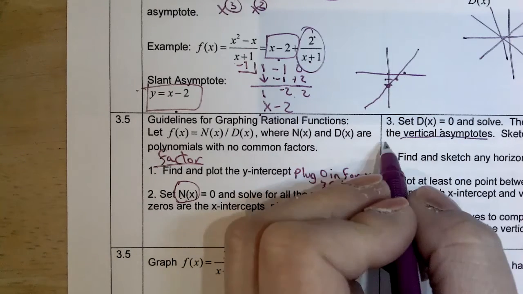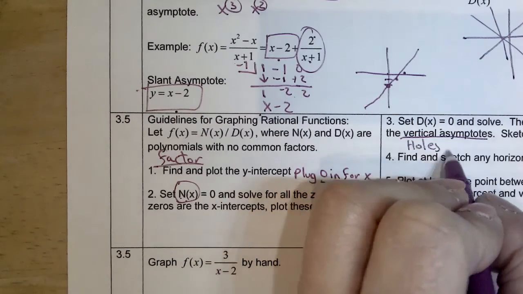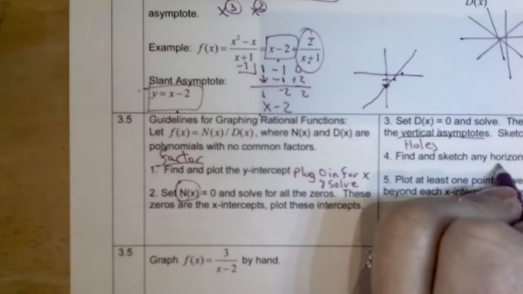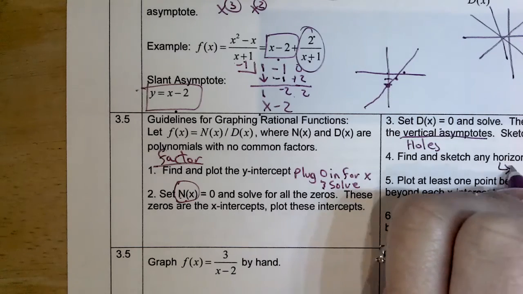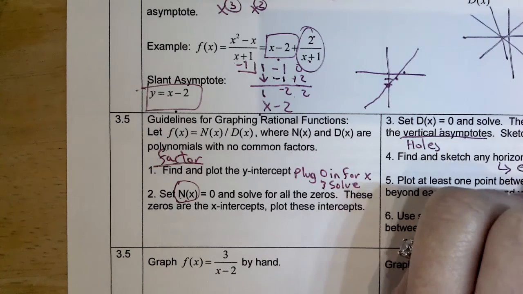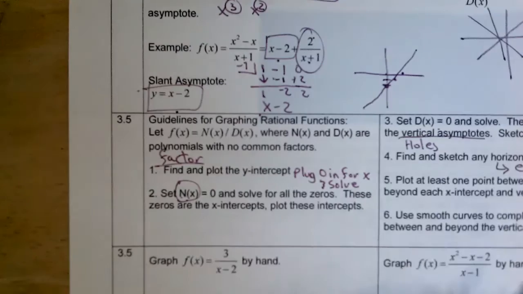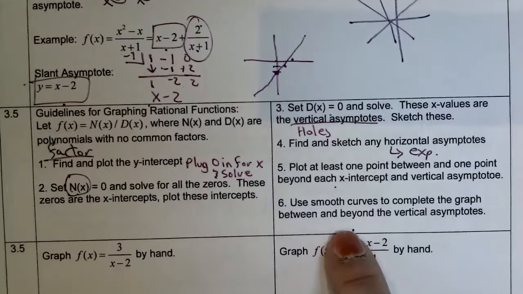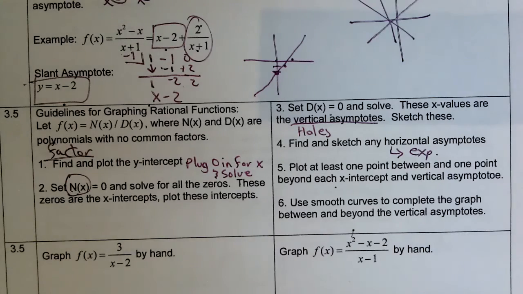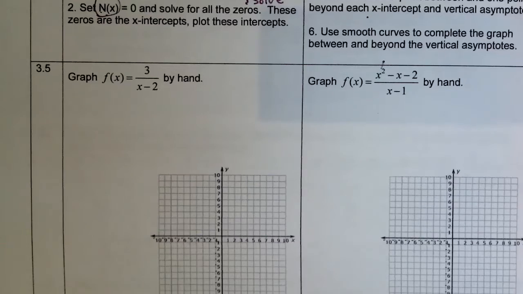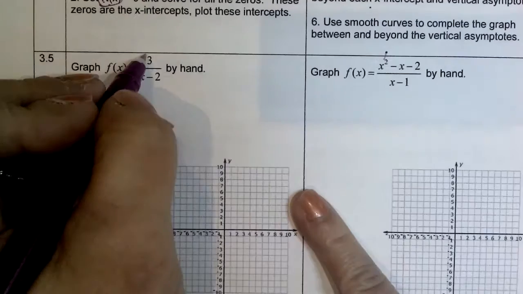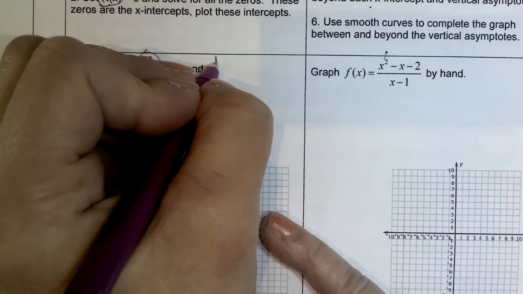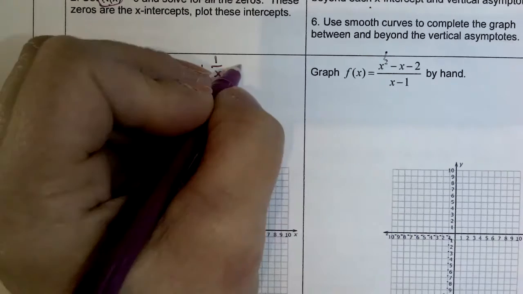That gives us our vertical asymptotes, and we want to find our holes also. And then we want to find and sketch any horizontal asymptotes, and that's by looking at the exponents. Then we want to plot a couple of points, and finish it out by completing the curve. So let's take a look at this one. I can already tell just by looking at it what it is. We're going to go ahead and do it by hand, but I want to show you, remember that this is called your reciprocal function.